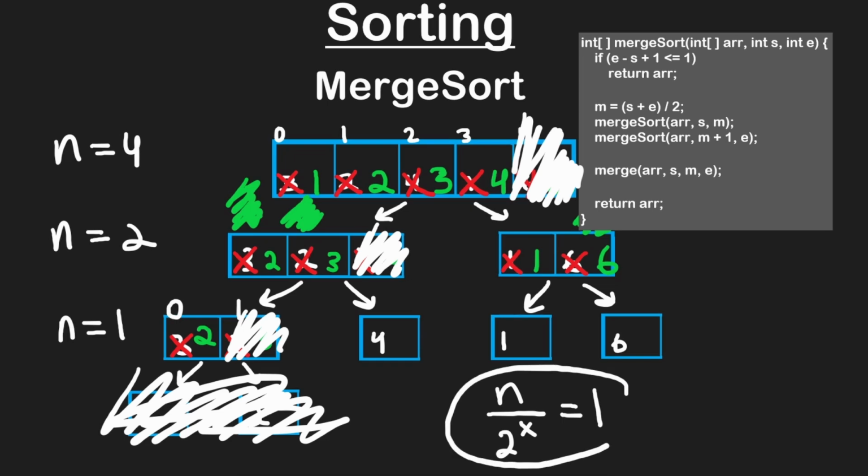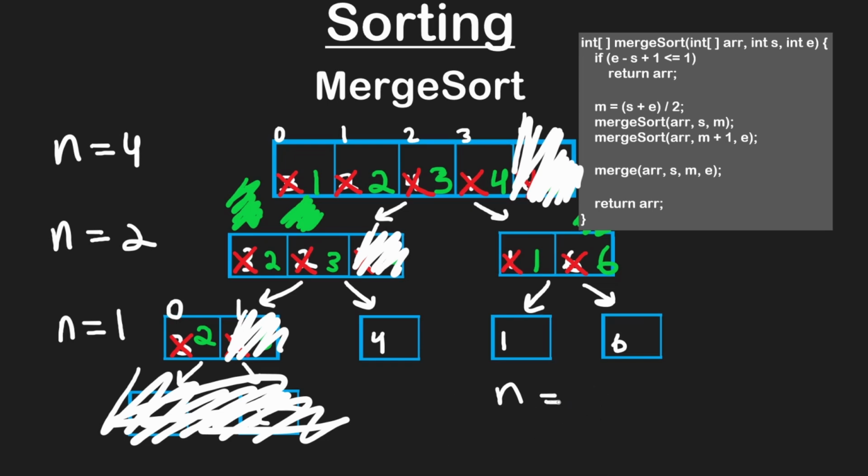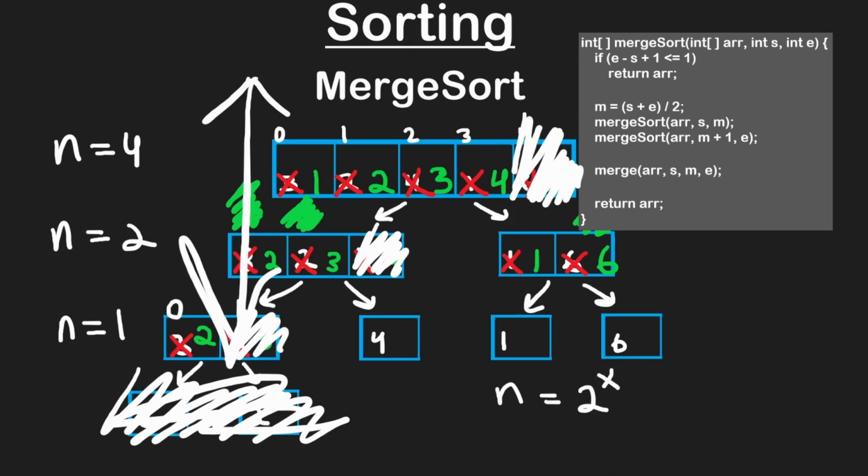Well, by doing a little bit of algebra on this, we can rearrange this to be the same as n equals 2 to the power of x. We care about x. That's how many levels are going to be in this merge sort algorithm. So how do we solve for x?